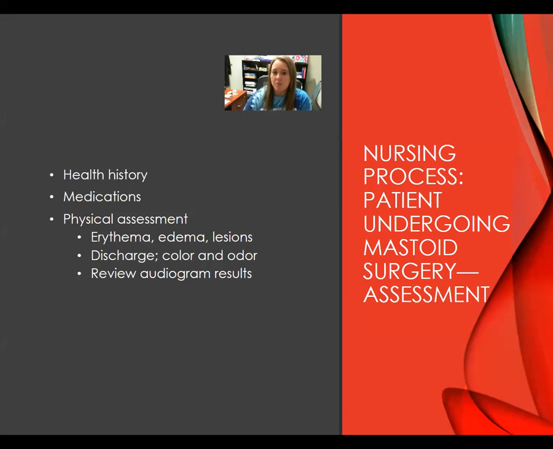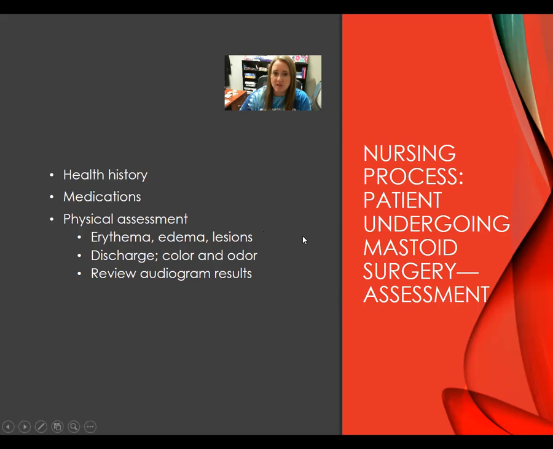And you want to, like we said, just do your assessment. Do they have any erythema, edema, lesions, discharge? If they had discharge, just note the color and odor, if it has any odor. And then if they've had any previous hearing tests, we would want to see if we can get copies of that to review. Like, do they have documented sensorineural or conductive hearing loss in the past by an audiologist? So that's just kind of reviewing that process before they have this mastoid surgery.